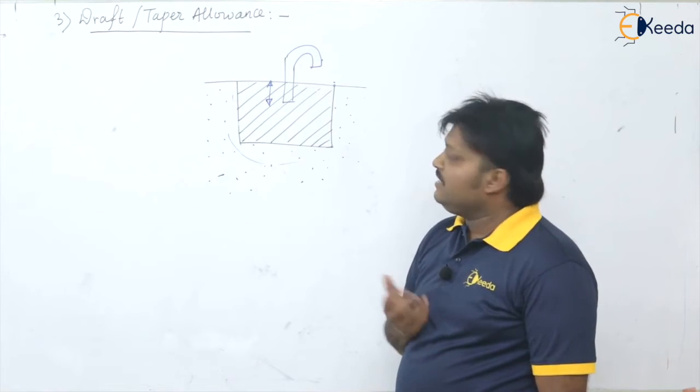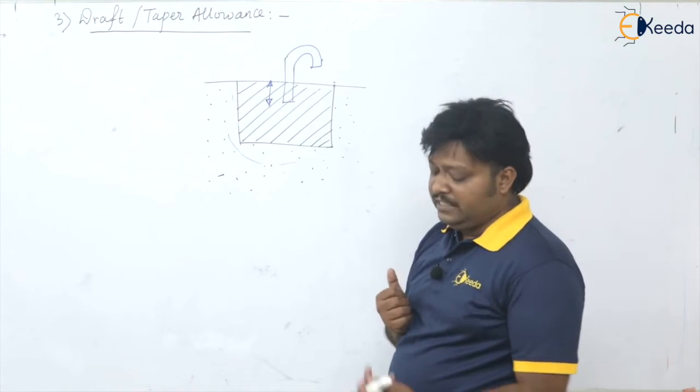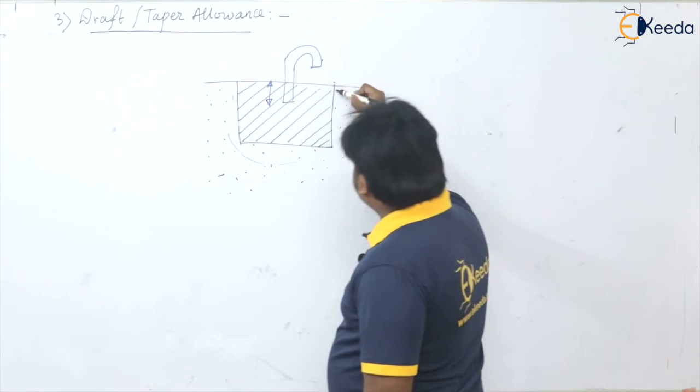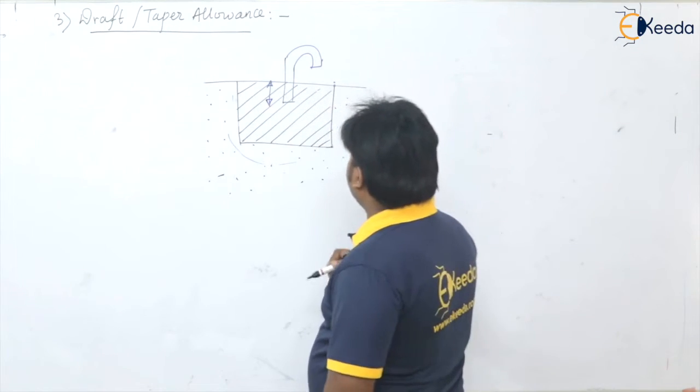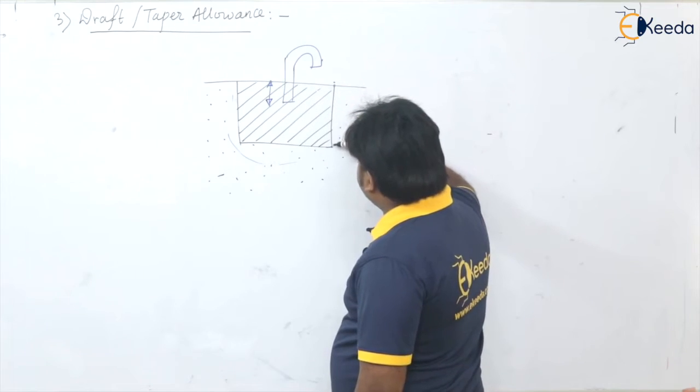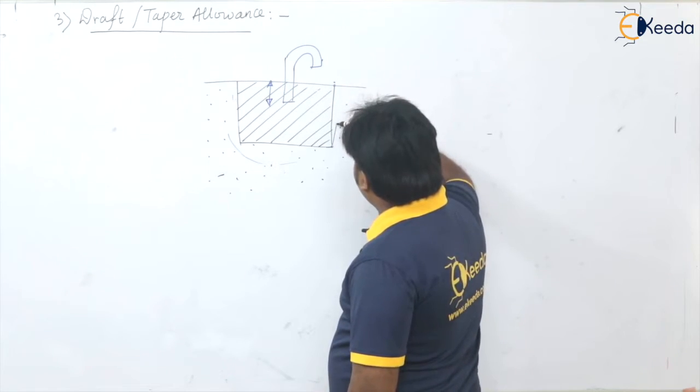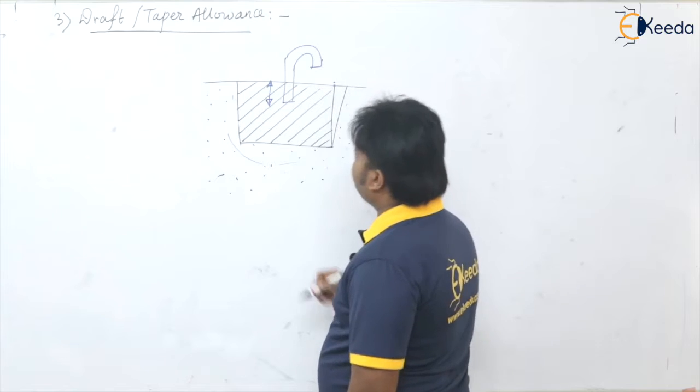So to make things easier, what we have done here is, on the vertical surface of the casting, on the vertical side of the casting, we have provided some amount of taper.